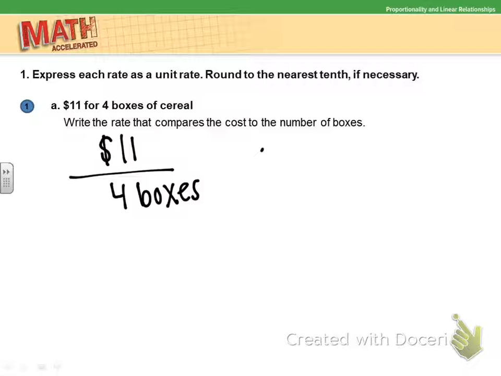So they give us that rate and we want to figure out what the unit rate is. So we want to figure out how much we're paying for 1 box, right? How do I get that? How do I get 1 as my denominator? I divide 11 by 4, right? So divide 11 by 4 and tell me what you get.